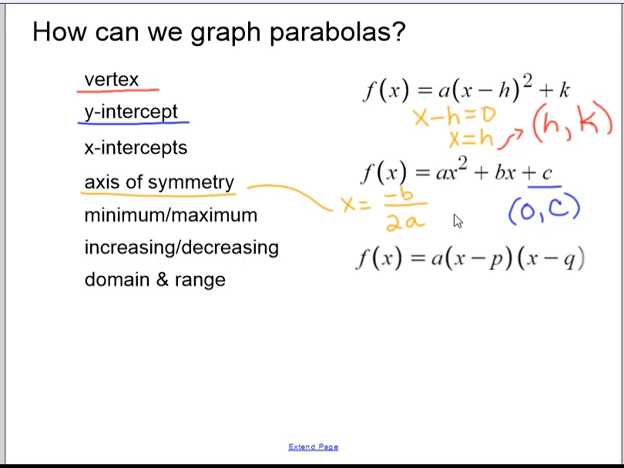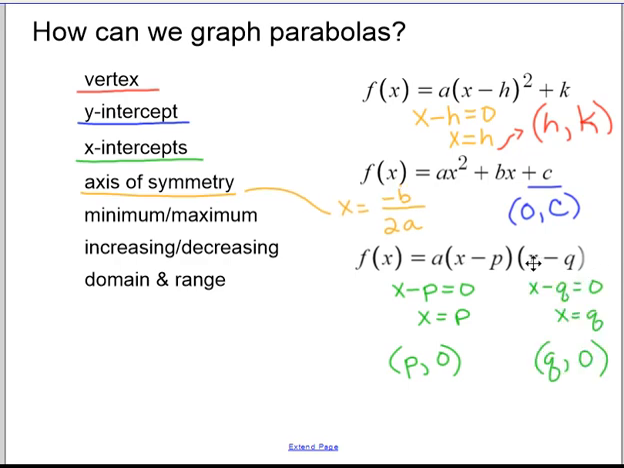This last one is called the intercept form of a quadratic function. Just like before we took what's inside the parentheses, x minus h, and set it equal to 0, we take what's inside the parentheses, x minus p, and set it equal to 0, we get x equals p. p comma 0 is one place where this parabola will cross through the x-axis. Another place where it will cross through the x-axis is q comma 0. And again, we get that by setting x minus q, what's inside the parentheses, equal to 0.